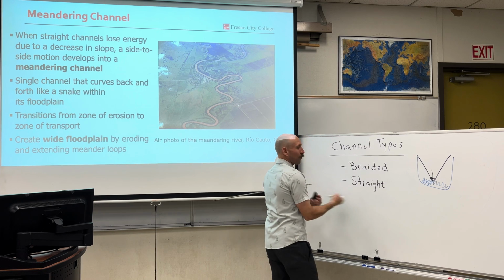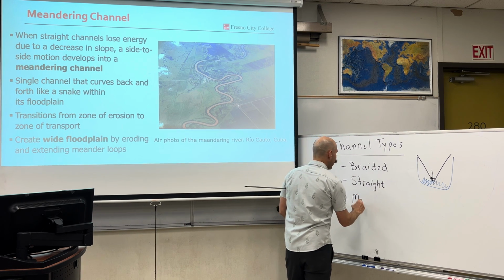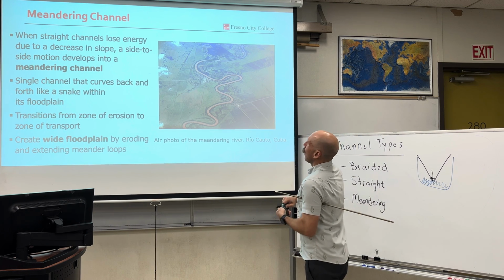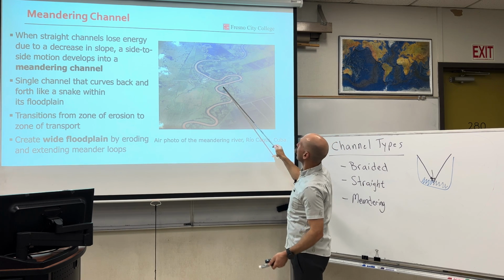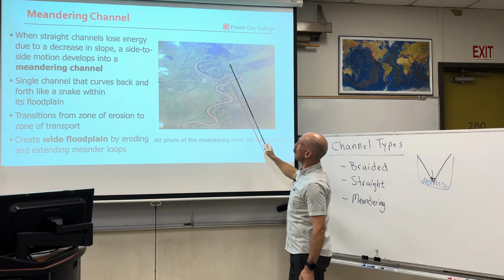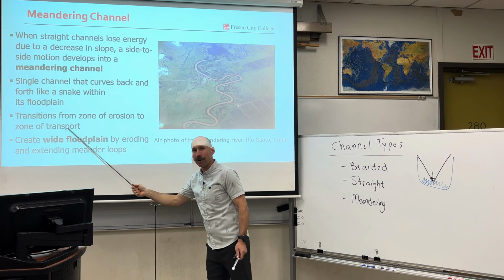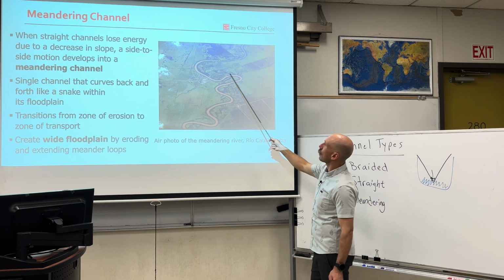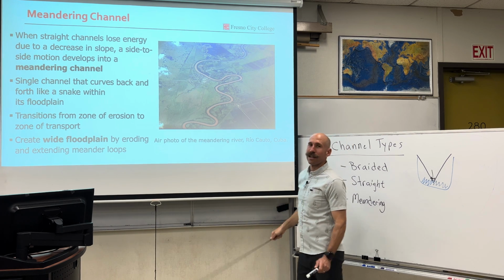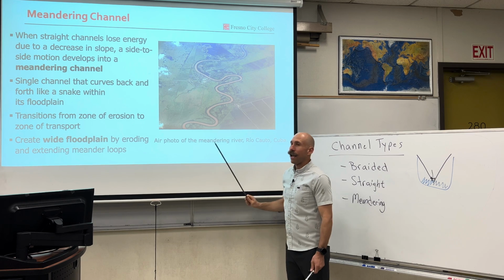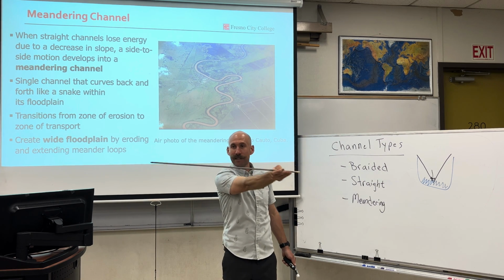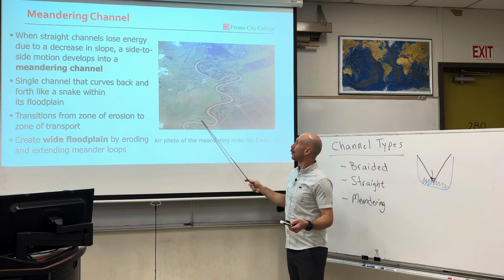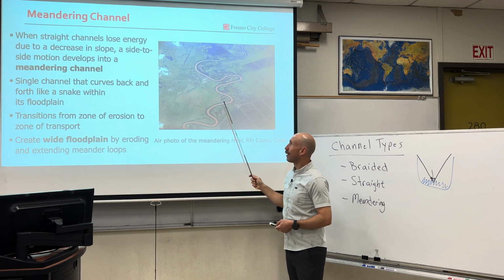Meandering. Let's go for a little stroll, meander through town. Well, meandering rivers are cool rivers. And this channel type is a single channel that curves back and forth, kind of like a snake coiling. It's the transition from the zone of erosion to the zone of transport, creating a very wide floodplain that can make these loops, and sometimes they can cut off these loops, creating oxbow lakes. It's a side-to-side motion, and what's happening here is as the river goes from steep to less steep along the longitudinal profile, the way that it can adjust its slope is by increasing its length, thus forming meanders.